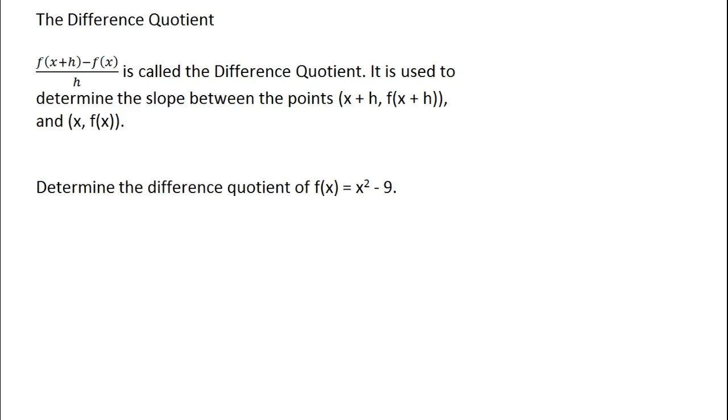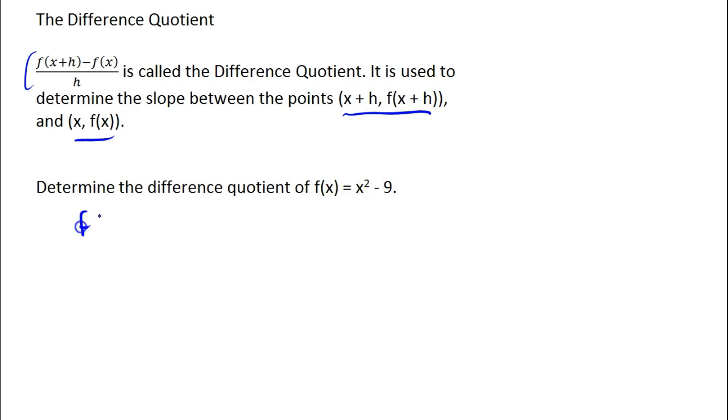And our last topic is the difference quotient. Now, if I have this quotient right here, f of x plus h minus f of x all over h, that's called the difference quotient. And we use that to get the slope between the points x plus h, f of x plus h, and x, f of x. All right, so here we go. Determine the difference quotient of this function.